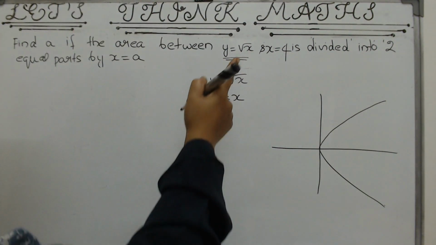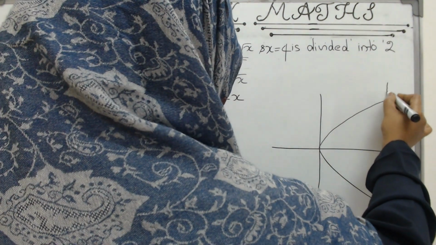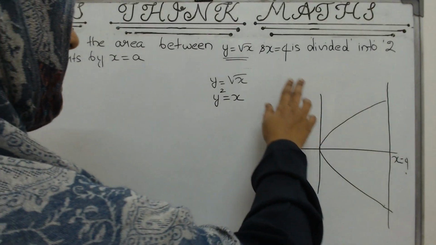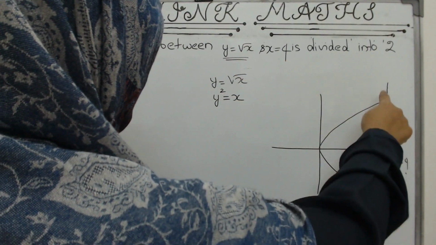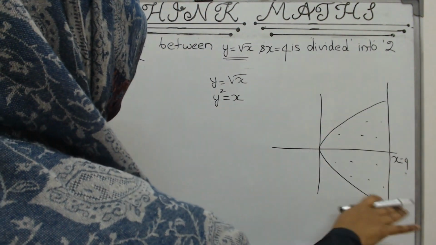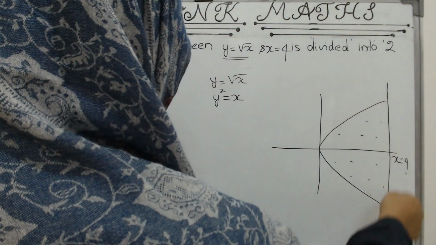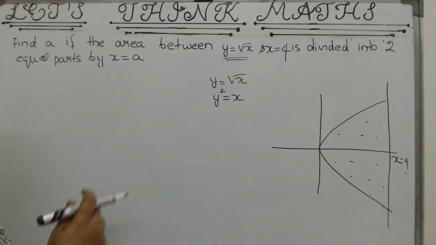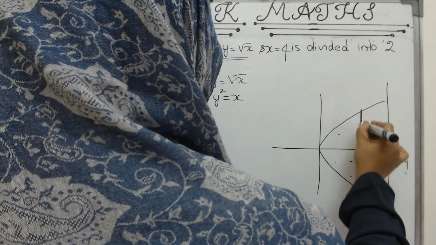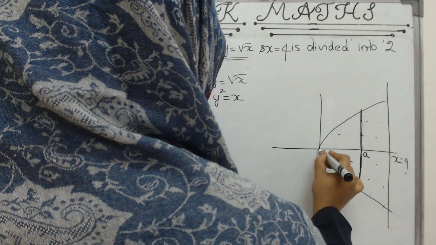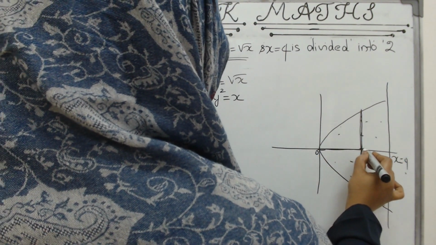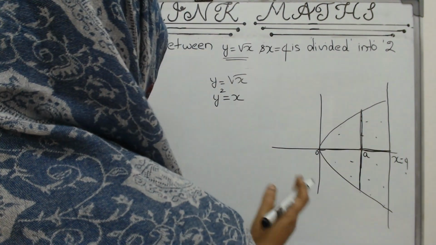And what else does the question say? There are two lines. The first line is x is equal to 4. You see the area which is covered by the parabola and this line. You have this much area which is covered by the parabola and the line. But then what does the question say? There is a line x is equal to a which divides this area into half. That means from 0 to a, the area that you have, and then from a to 4, the area that you have, that is the same.